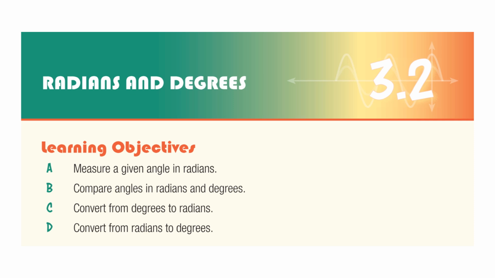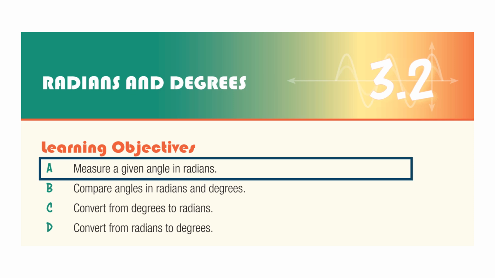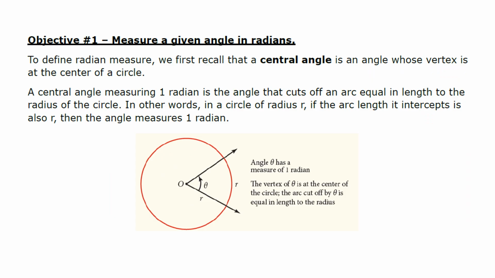We have 4 objectives in this section. The first objective we're going to look at is measure a given angle in radians. To define radian measure, we first recall that a central angle is an angle whose vertex is at the center of a circle. A central angle measuring 1 radian is the angle that cuts off an arc equal in length to the radius of the circle.